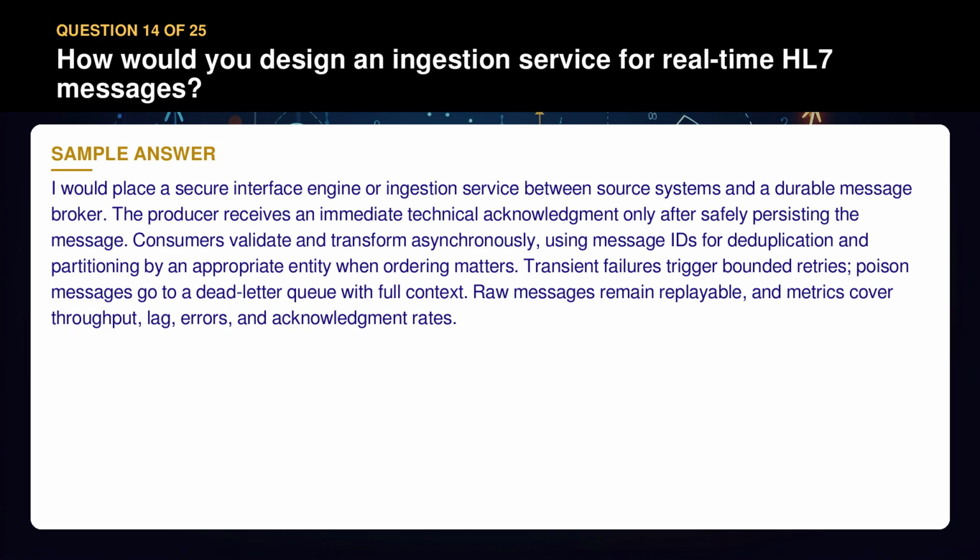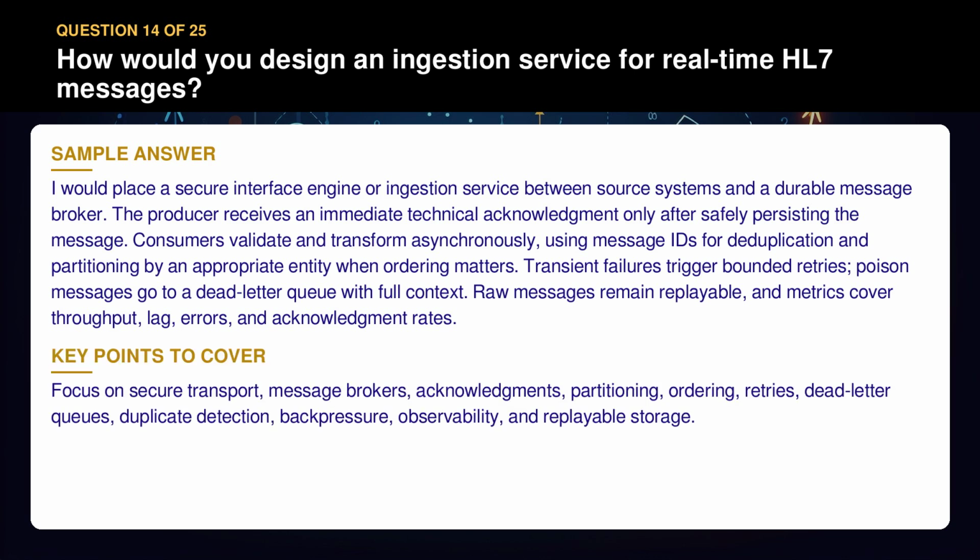Transient failures trigger bounded retries. Poison messages go to a dead letter queue with full context. Raw messages remain replayable, and metrics cover throughput, lag, errors, and acknowledgement rates. Focus on secure transport, message brokers, acknowledgements, partitioning, ordering, retries, dead letter queues, duplicate detection, backpressure, observability, and replayable storage.